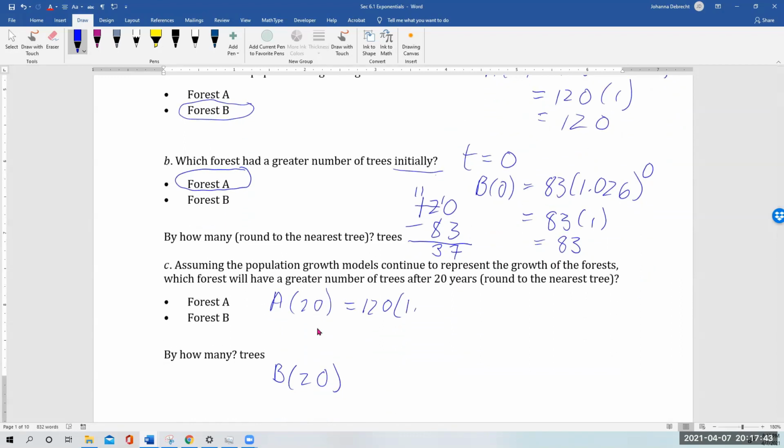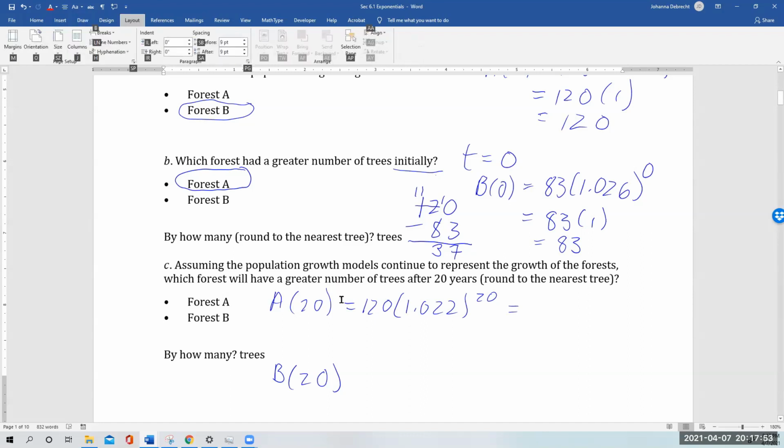1.022 raised to the 20th power. You will want to grab your calculator to figure this part out. If we're going to do that, what we need to find is the following.